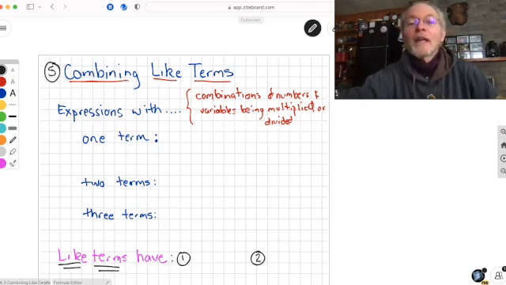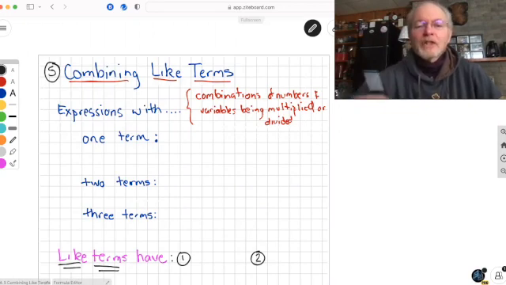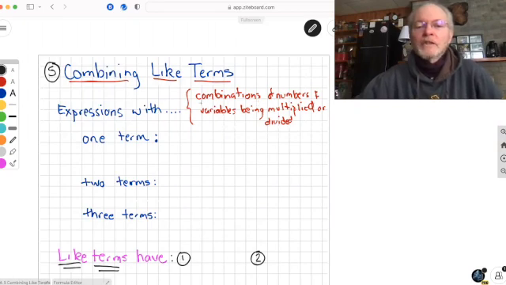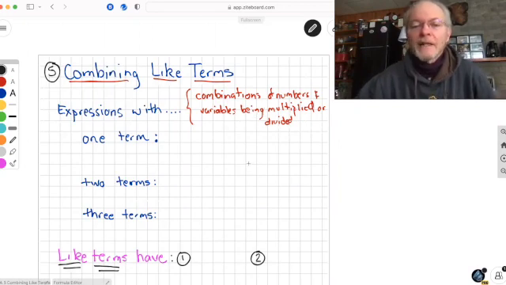Today we're in lesson number 5 in our series, Getting Ready for Algebra, and we're calling this Combining Like Terms. So what is a term? A term is simply a mathematical expression that includes combinations of numbers and variables that are being multiplied or divided.